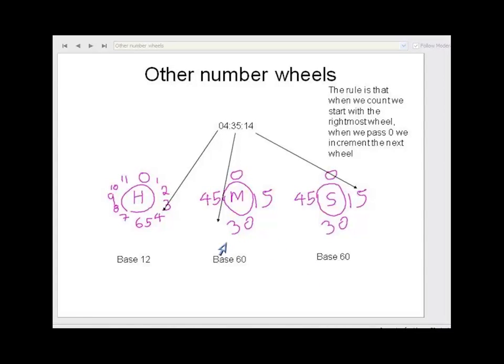The next number wheel, which I'm calling minutes, has also got 60 seconds around it. So I'm calling that base 60 as well. The third number wheel, which I'm calling hours, has got 12 digits around it. So I'm saying that's base 12. Now with this number wheel, if I'm given a number 4, 35 and 14 seconds, I know that that's 4 hours, 35 minutes, and 14 seconds.